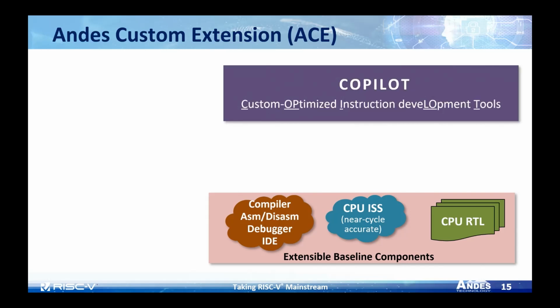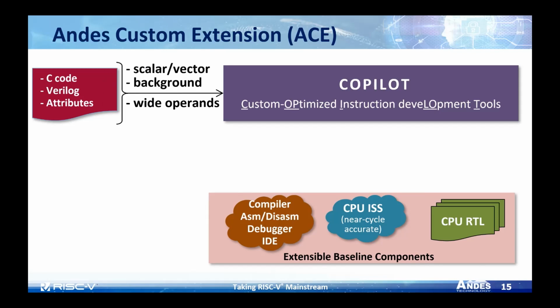Then we also will provide you the tool Copilot, and with the Copilot tool, you can tell very easily what you want to do. So you give your Verilog code for the function you want to execute. You give some C code which tells the compiler how the function should work. And you give some attributes like it should be scalar or it should be vector. It should operate in the background, or it should first write back before it's finished. You can define wide operands. That means if your CPU is 32-bit, you still can use 64 bits input for this. You can use 96 bits, 512 bits. You are very flexible with this.